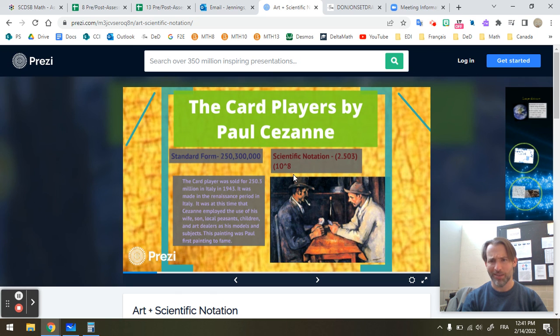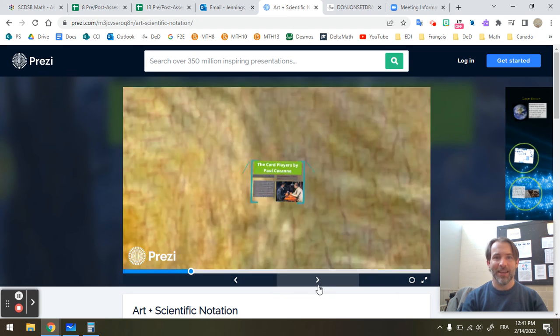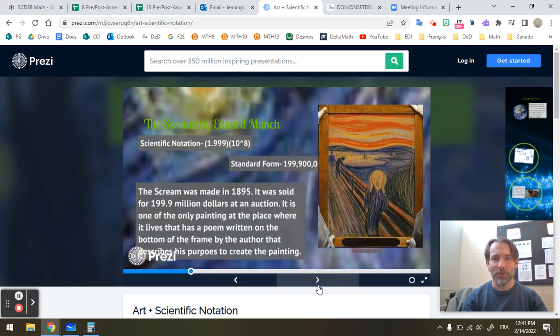We should close that bracket there. It's weird that they don't. So that's just moving the decimal place 8 times. 1, 2, 3, 4, 5, 6, 7, 8. Okay, cool, eh? And then here, another famous one, the Scream, sold for 1.99 times 10 to the 8.